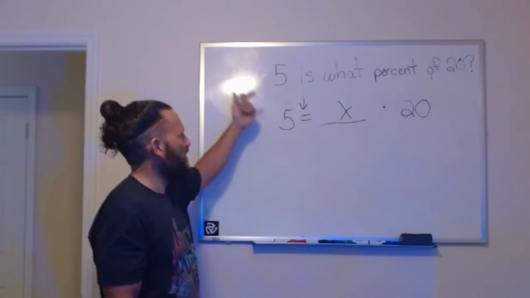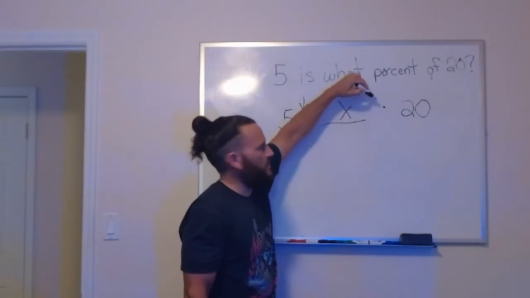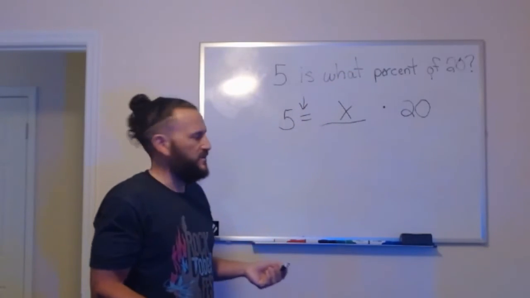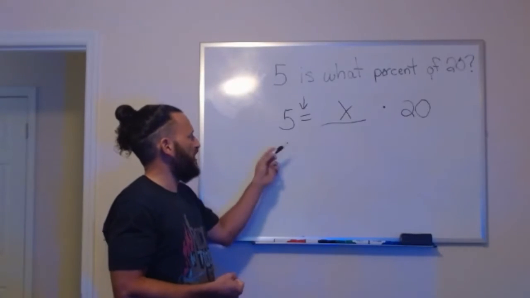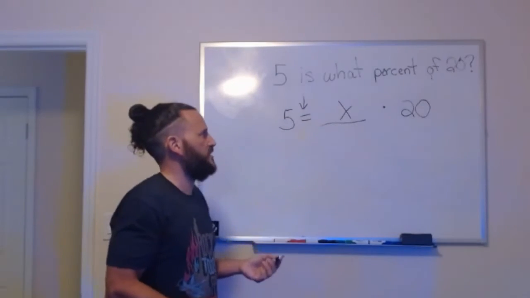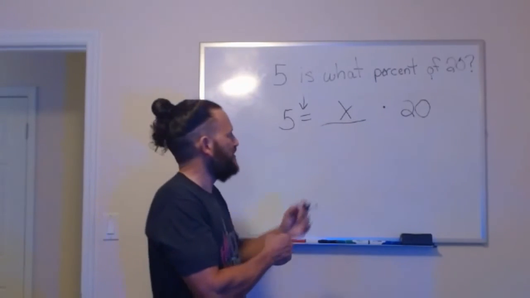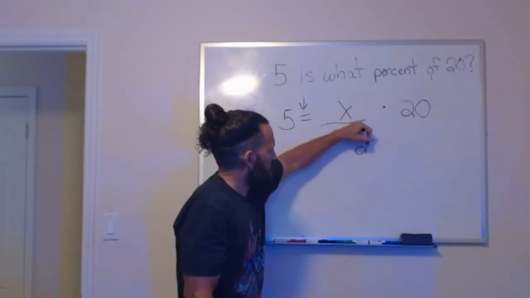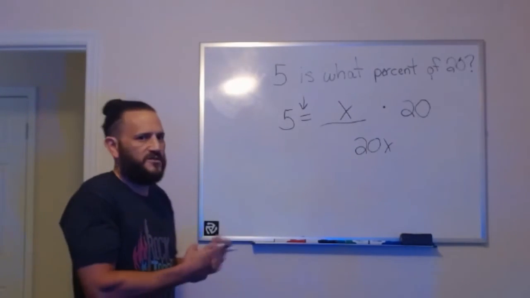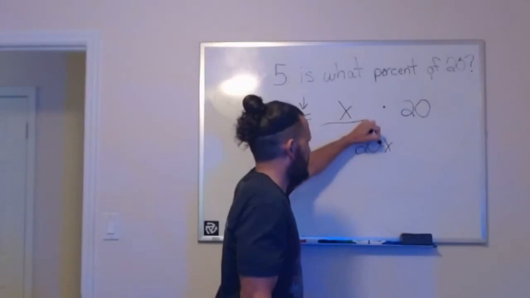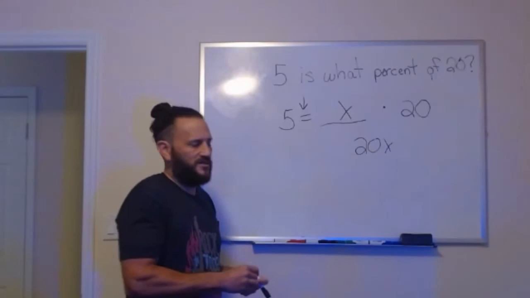So remember, is represents equals. Of is going to represent multiplication. So now it's basically just a linear equation, okay? So we have 5 equals x times 20. So now let's just do the math. So 20 times x, okay? That's the same thing, all right? 20 times x. If you want to draw a dot there, you could, but I suggest not. That's 20 times x.